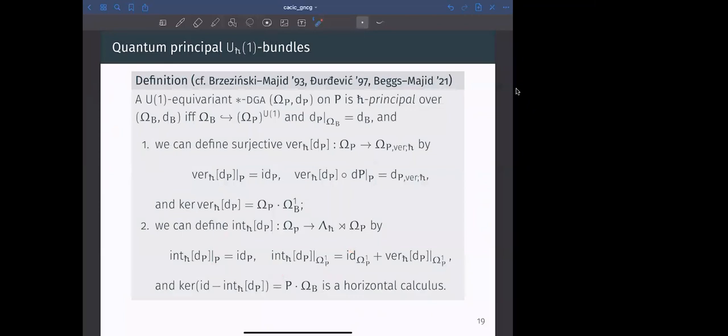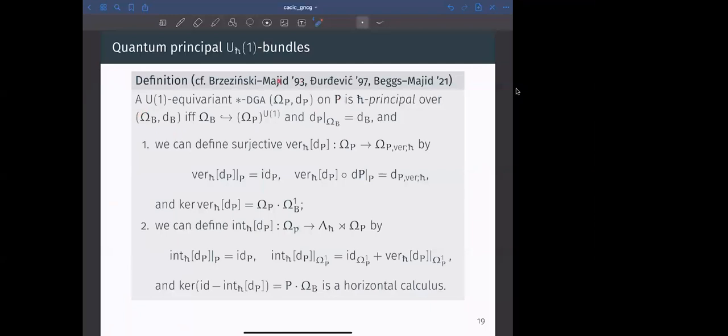So what I want to characterize is what I want from a differential calculus on the total space to give a principal connection, to give, sorry, what do I mean by differentiable quantum principal bundle over B? So we have the total space P as a topological quantum principal circle bundle over B. We have a differential calculus over the base B. What does it mean to have a differential calculus on the total space that realizes P as a differentiable quantum principal circle bundle with base B endowed with this differential calculus?